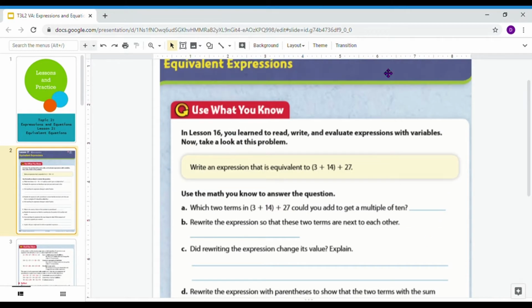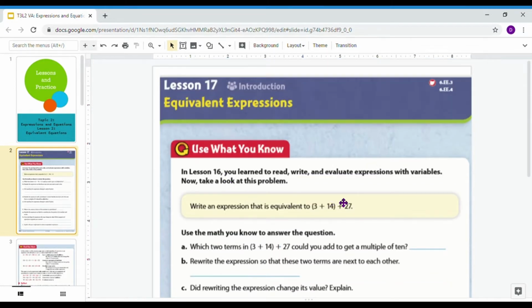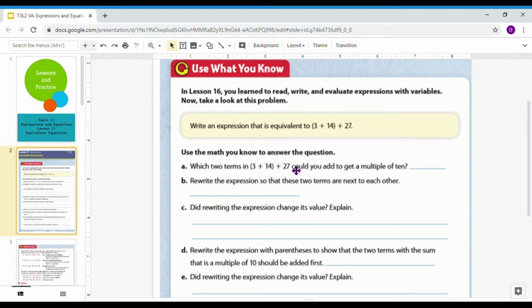So remembering we're talking about equivalent expressions this lesson, and that word equivalent is something that we've talked about multiple times. I just want to make sure you have a quick refresher. Equivalent means equal or the same as. So whenever they're asking us, like in this first case, to write an expression that is equivalent to this one, we're going to try to find an expression that's the same as or equal to this one. Just a quick little reminder on the definition of equivalent.